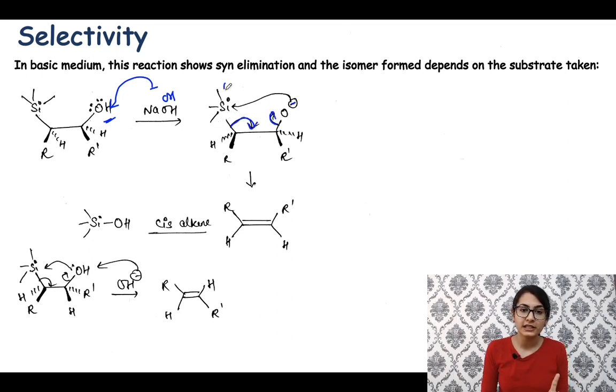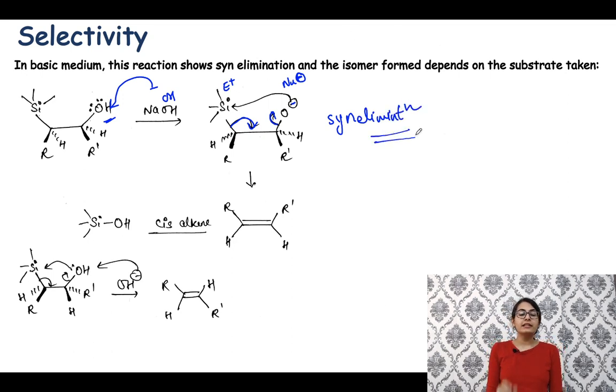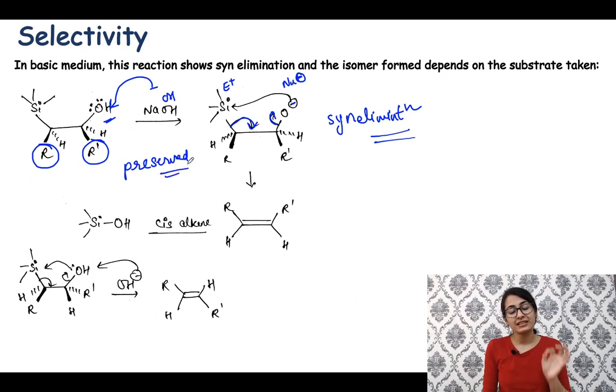Both of the groups, the electrophilic group and the nucleophilic group, are leaving from the same side, which is called syn elimination. Okay, right, this is how it is going to be. Now what do you understand from this reaction? Since it is a syn elimination, the stereochemistry of the molecule is not disturbed, or let's say it is preserved. The stereochemistry of the molecule we started from is preserved.